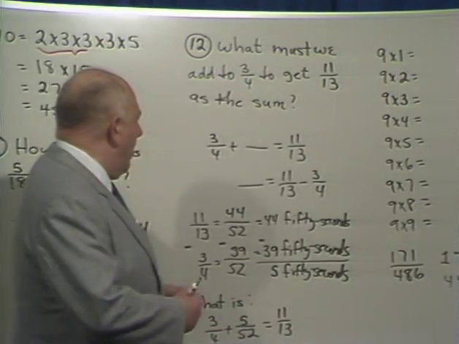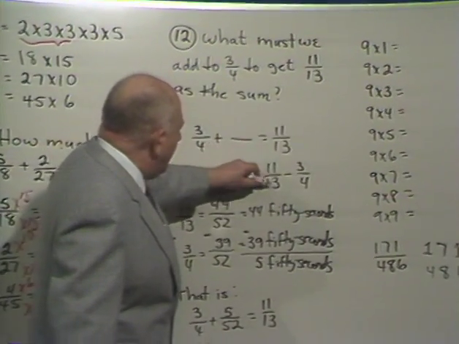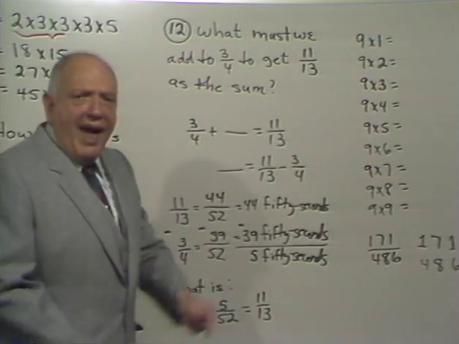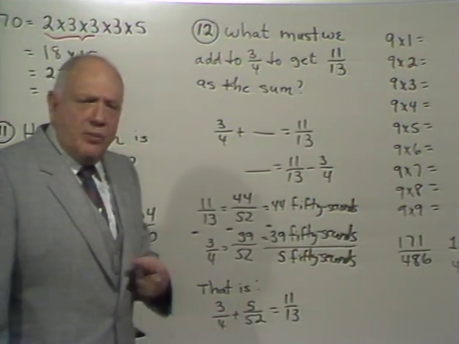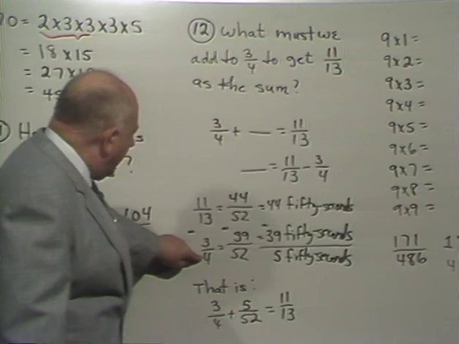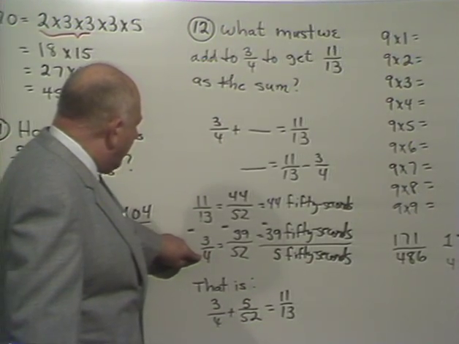A subtraction problem. We really want 11/13 minus 3/4. And we subtract with the same principle that we add. We find a common denominator. 13 times 4 is 52.